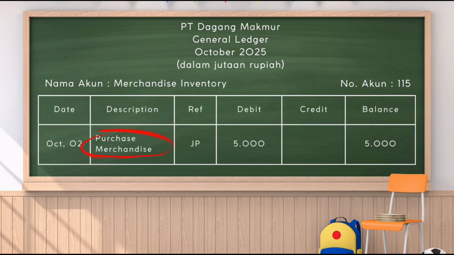Then, enter the information and reference. Next, enter the amount on the debit side. And finally, calculate the new balance after the transactions have been posted to the general ledger.